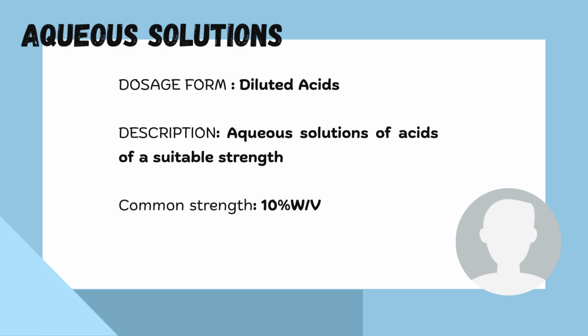So common examples, let's say diluted hydrochloric acid NF, concentration 10% weight over volume, used as an acidifying agent and gastric stimulant. Again, used as an acidifying agent and gastric stimulant. Next, diluted acetic acid NF, so concentration 10% weight over volume, used as a mild antiseptic or germicide. And then the third one, diluted nitric acid NF, concentration 10% weight over volume, occasionally used for pharmaceutical preparation.